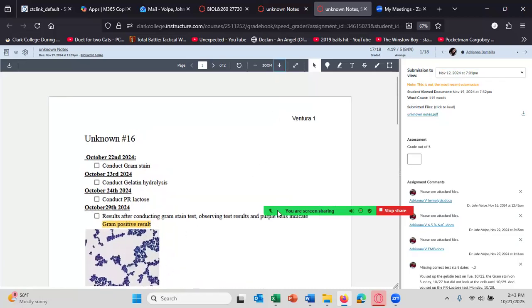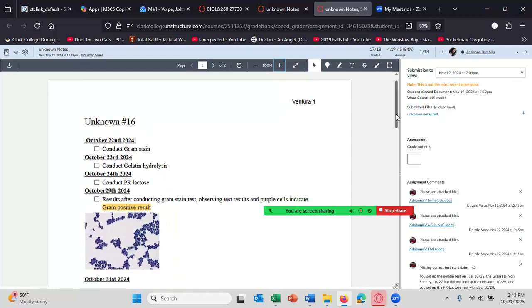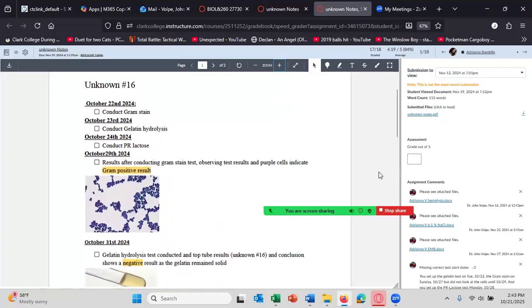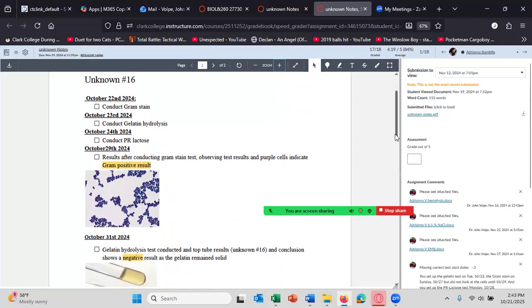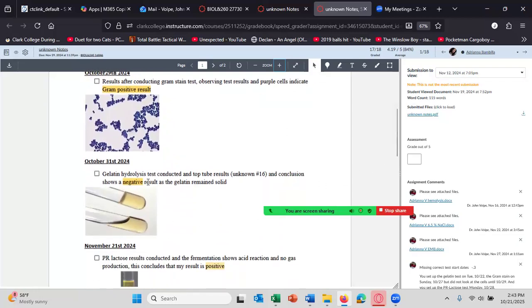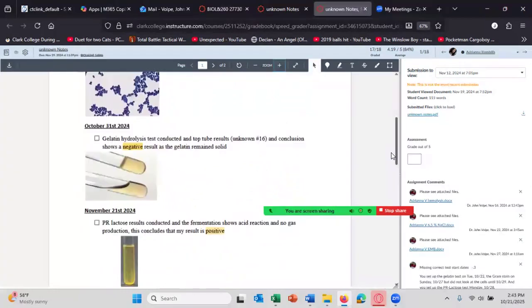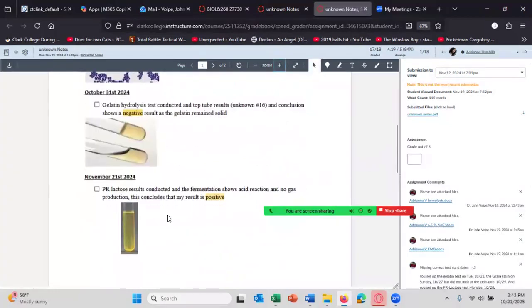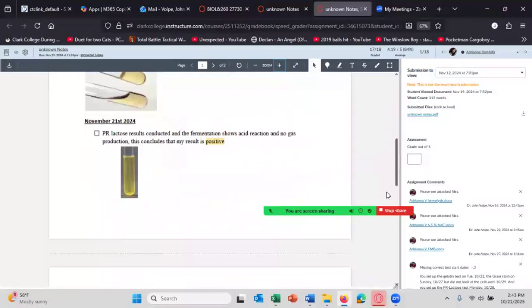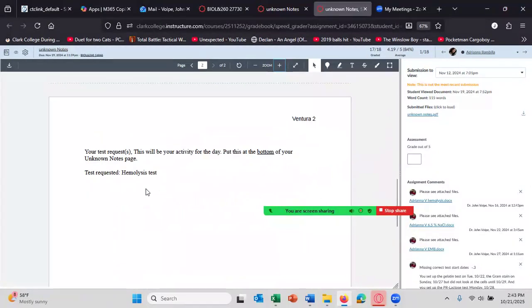And there's the gram positive, the gram stain results. And October 31st, I don't know why they have a different date there. They have the gelatin hydrolysis test. And November 21st, the PR lactose test. And then gave the results there. And then the next test they requested was the hemolysis test, which they requested on November 12th, it looks like.